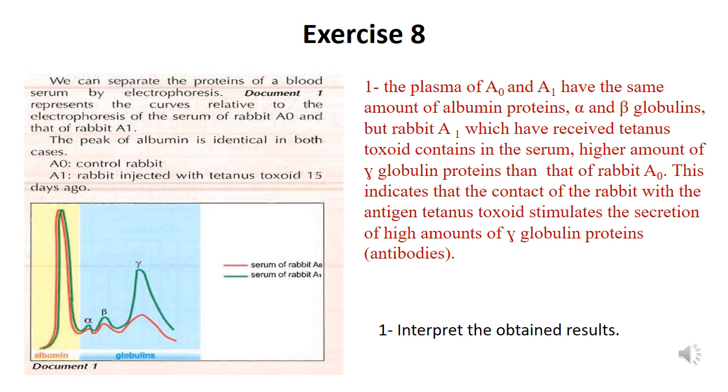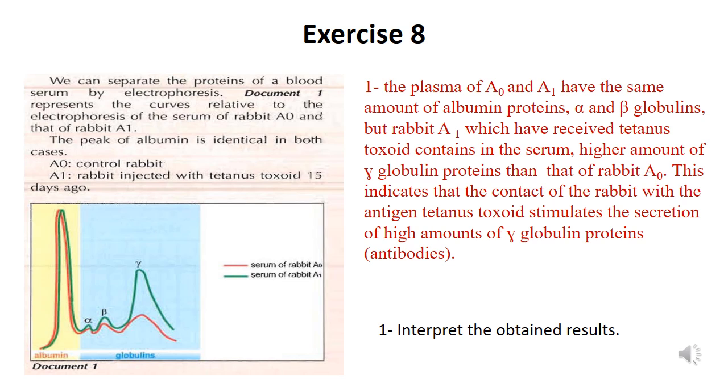Okay, what is tetanus toxoid? Actually, it is an attenuated toxin produced by the tetanus bacteria. This is what we call a vaccine, and we're going to take this notion later on in Chapter 7. Now, the question is to interpret these results.